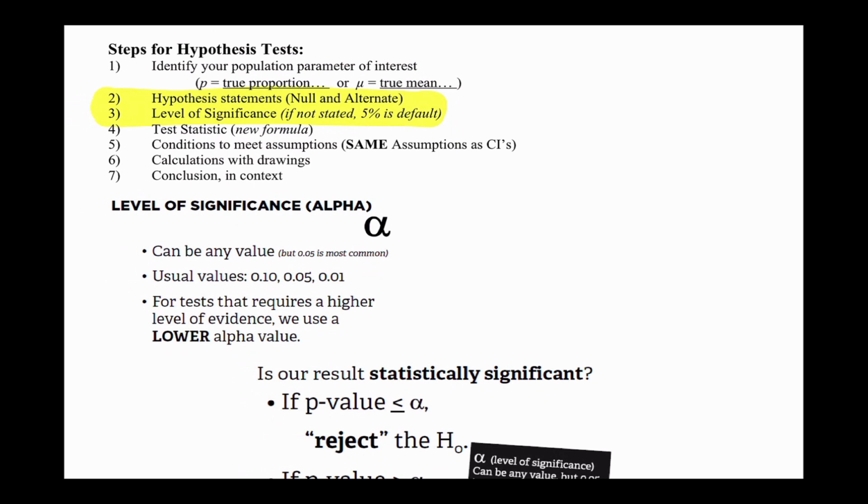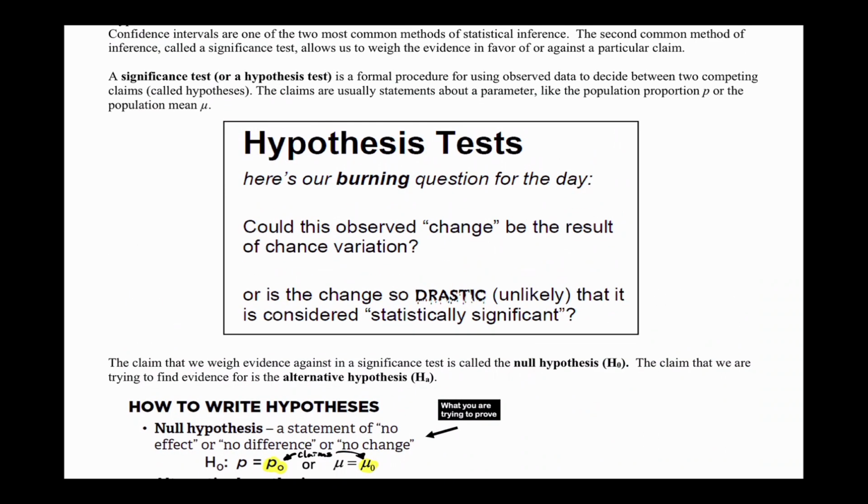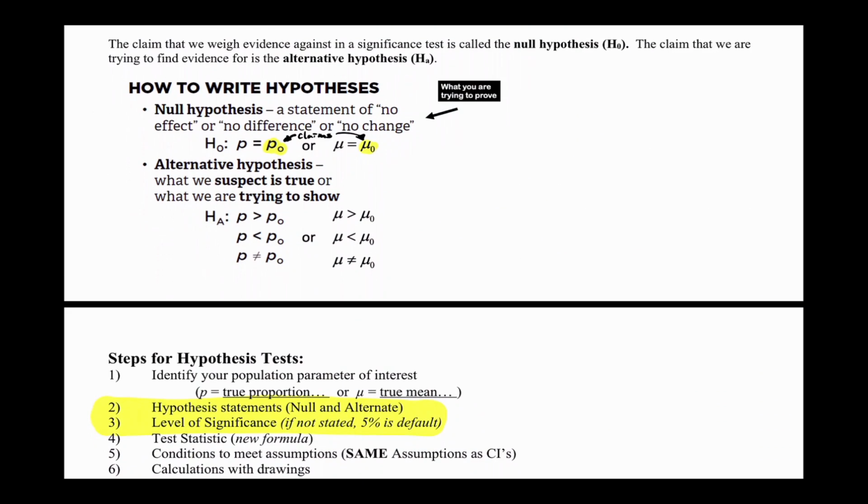All right, so hypothesis tests. We went over what a hypothesis test is, right? It's an inference procedure for using observed data, for using a sample, to decide between two competing claims. Those two competing claims are called the null hypothesis and the alternative hypothesis, okay? We talked about how to write those. The claim is what's stated or what's believed versus what we suspect is true or what we're trying to show.